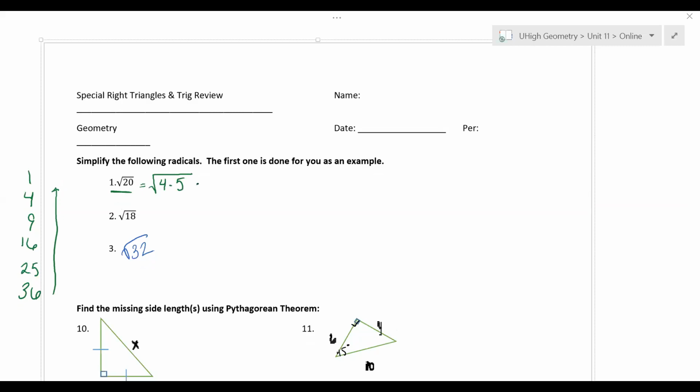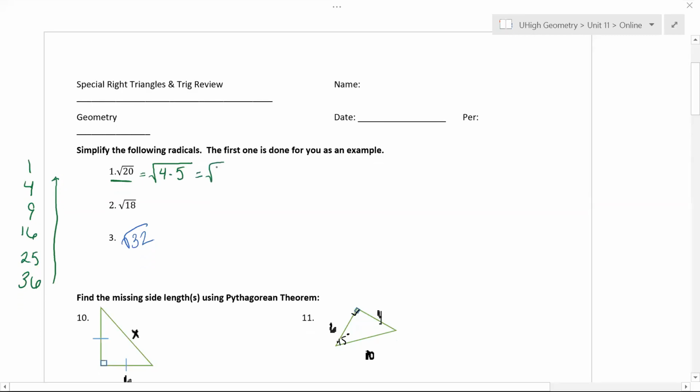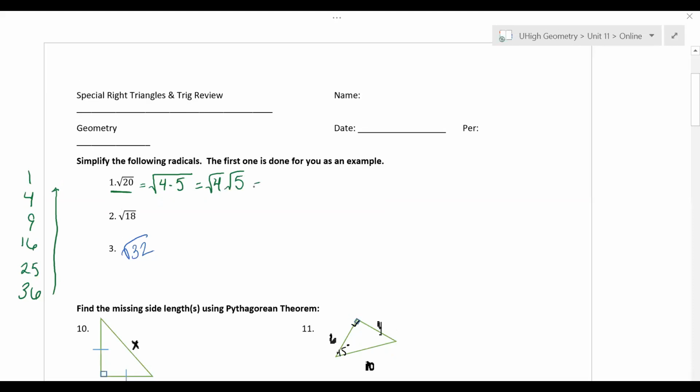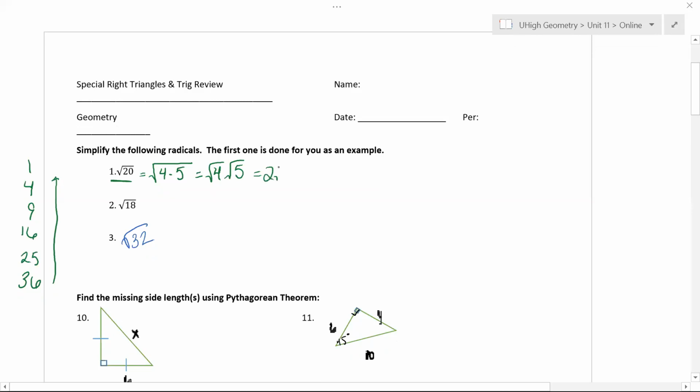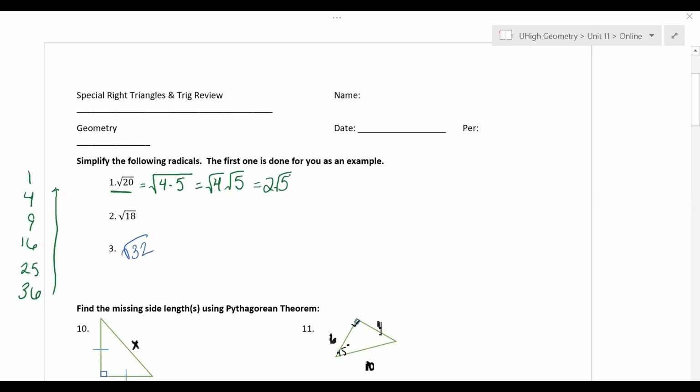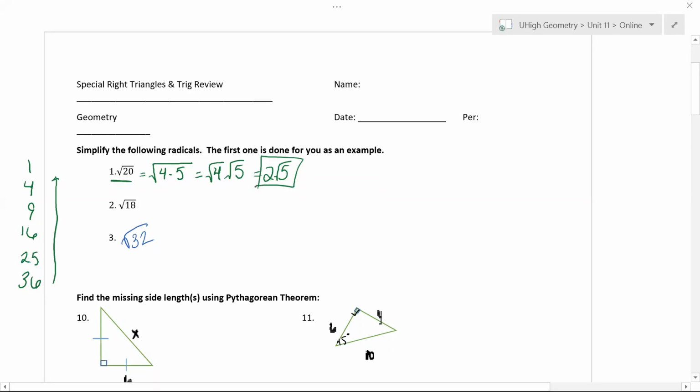And then what I can do is split apart my square root into 2 square roots. So I can make this the square root of 4 times the square root of 5. Then I can simplify that square root of 4. So now I have 2 times the square root of 5. And now I just want to double check. I can't simplify the square root of 5 any farther, so I'm done with my first one.